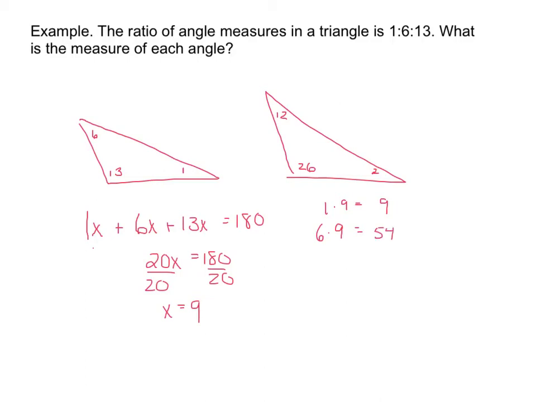And lastly, we have our 13 times 9, which will give you 117 degrees. Now, if you add all these up, it will be 180, and therefore we have found each measure of our angles. The biggest key here was knowing that we need to relate all of our numbers with an x, because we didn't know the exact number. We just knew the ratio of these numbers.